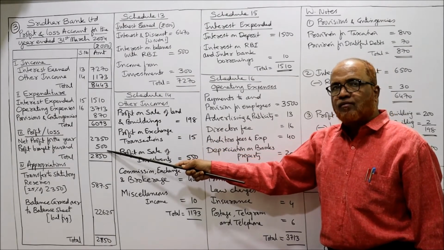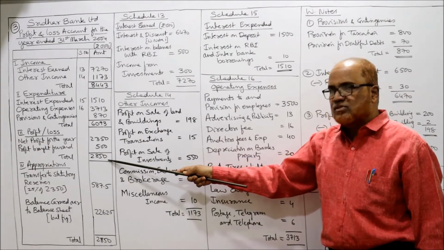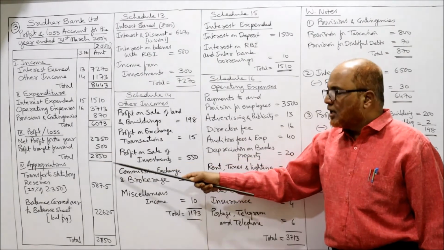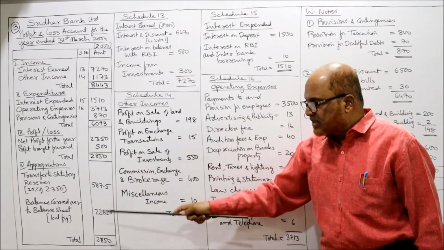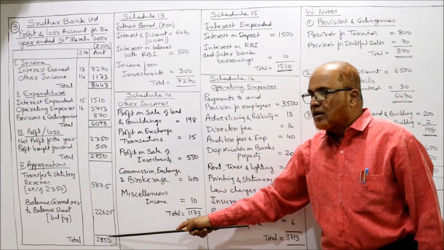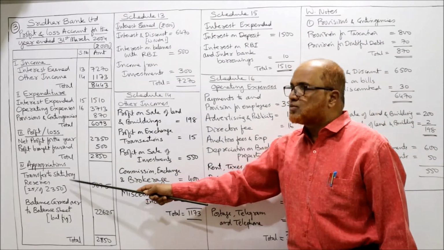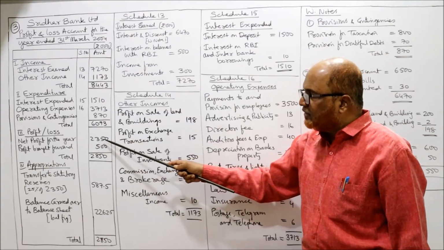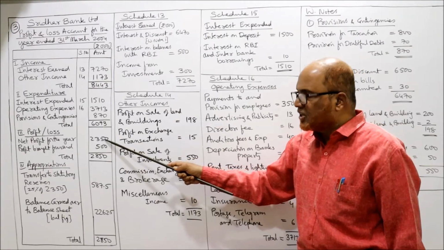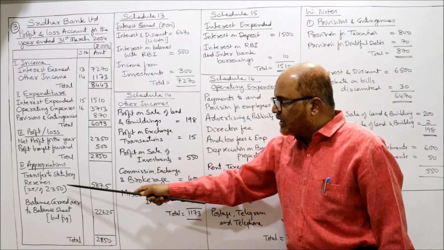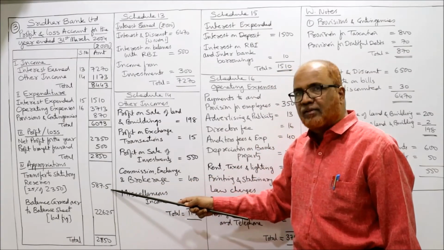Last year's profit brought forward is 500. Take the total, 2850. Appropriation. Now 2850, the total will be the same as appropriations. Now 25% of the current year's profit. The current year's profit is 2350. So 25% of this comes to 587.5.